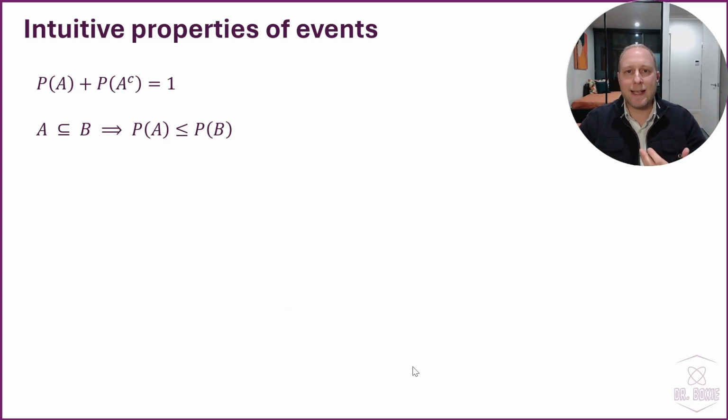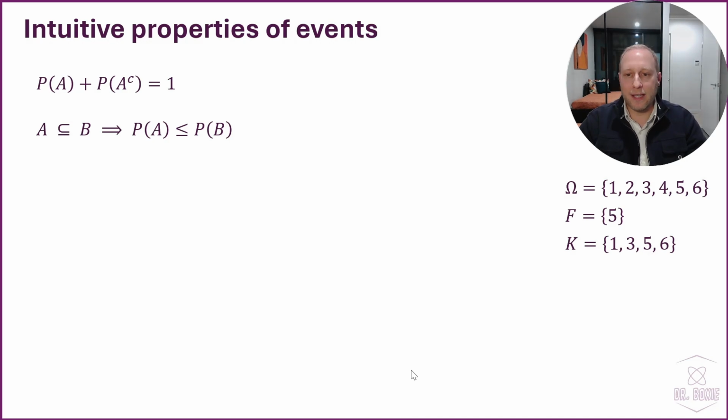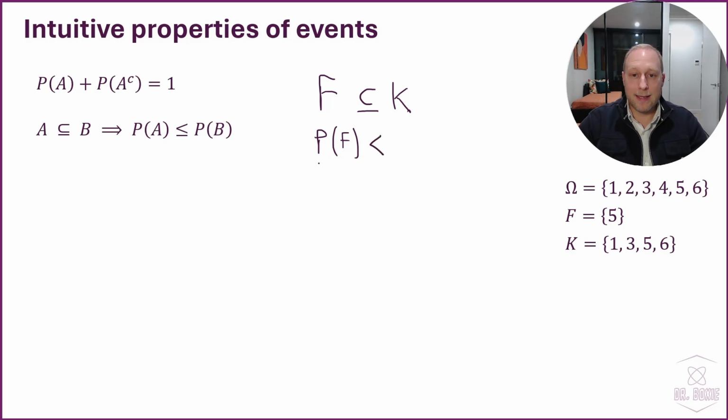To understand that with an example, consider one of the events, F, being I throw a 5 with a die, and K is throwing a 1, a 3, a 5, or a 6. Clearly, F is a subset of K. Throwing a 5 is one of the possibilities included in throwing a 1, a 3, a 5, or a 6, and therefore the probability of throwing a 5 has to be smaller than the probability of throwing a 1, a 3, a 5, or a 6.